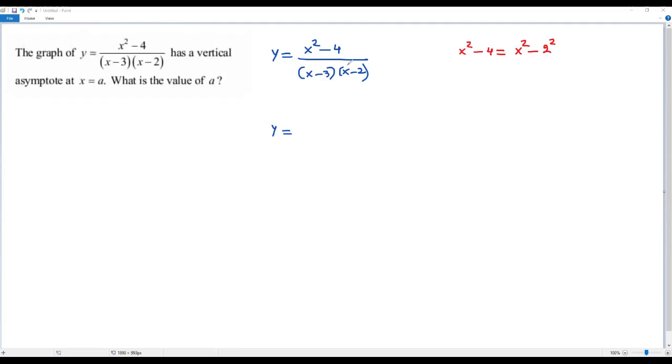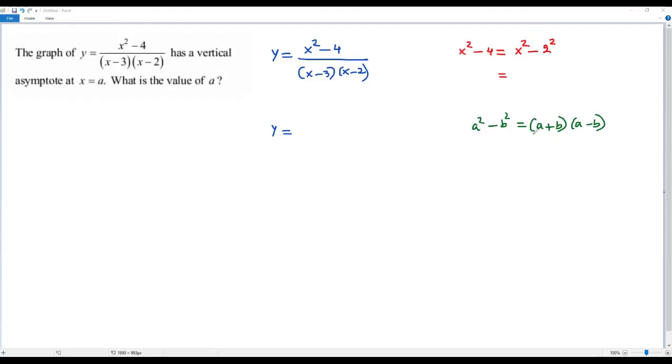because we can write 4 as 2². Now let me consider the algebraic identity a² − b². Actually it is called the difference of two squares. Whenever we have a difference of two squares in the form a² − b², it can be written in the factor form, that is (a + b)(a − b). Now let's consider the expression x² − 2². This is also a difference of two squares and it is exactly in the form a² − b². So now we can write the factor form for this one.